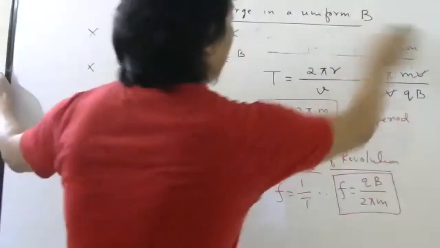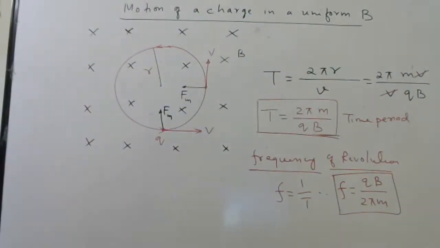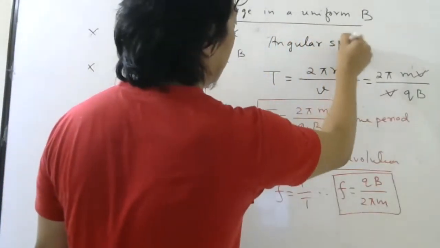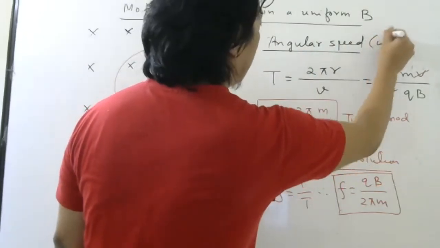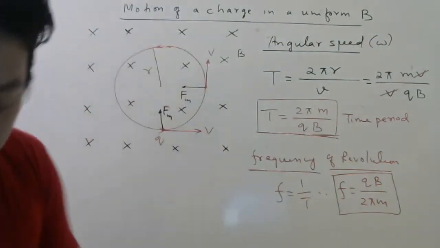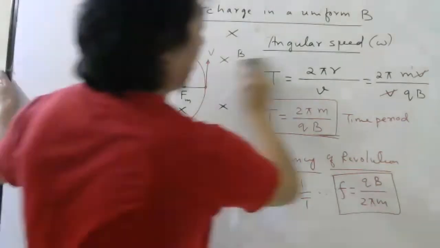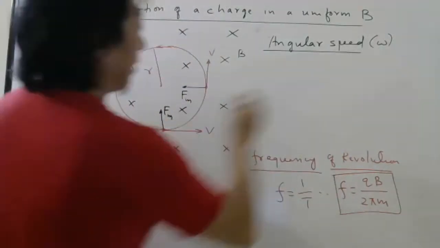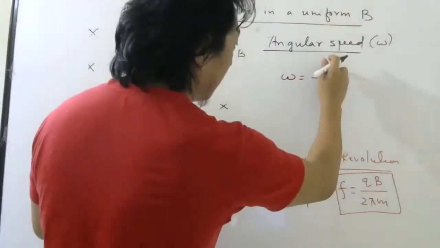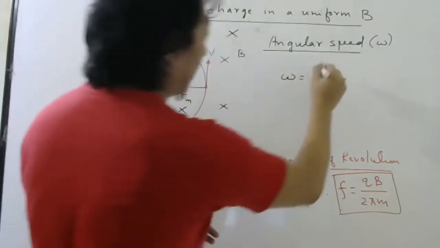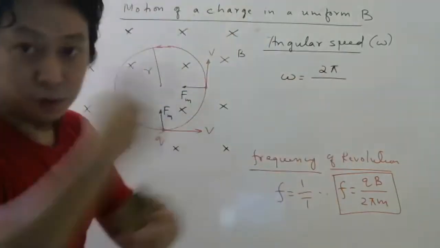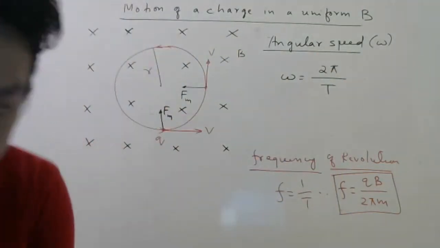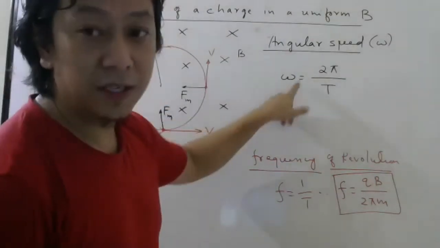And finally, they may also ask you angular speed or angular frequency. In this case, you can say either angular speed or angular frequency because the motion is uniform. If the motion is uniform, angular speed and angular frequency are the same. So how to find angular speed? It is angle covered by time taken. In one revolution, the angle covered is 2 pi, and the time taken for one revolution is capital T. So angular speed is 2 pi by T.